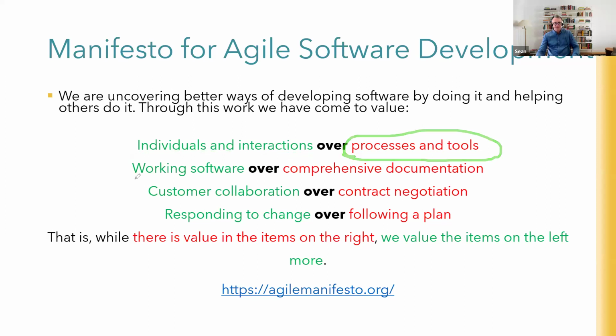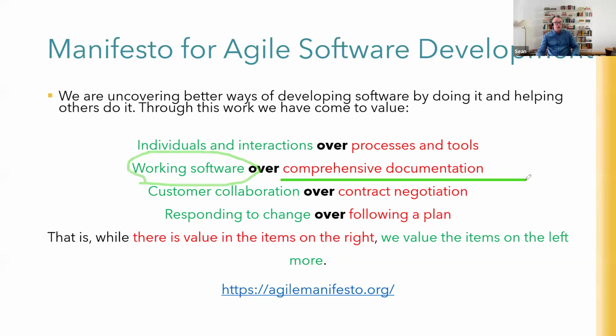Okay. They value working software over comprehensive documentation. So yes, there should be documentation, there should be contracts signed, there should be scope definition, there's certainly user stories, product backlogs, things like that. But the main measure of success is working software, not the amount of documentation that you produce. So no process for the sake of process, no unnecessary bureaucracies, things like that.